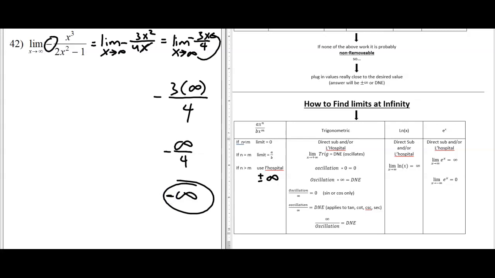Watch out for those little negatives. They're sneaky. I wish they would put them on the top, but they don't. They put it in front, so it's easy to forget. At least it is for me. So watch out for those negatives there. All right.